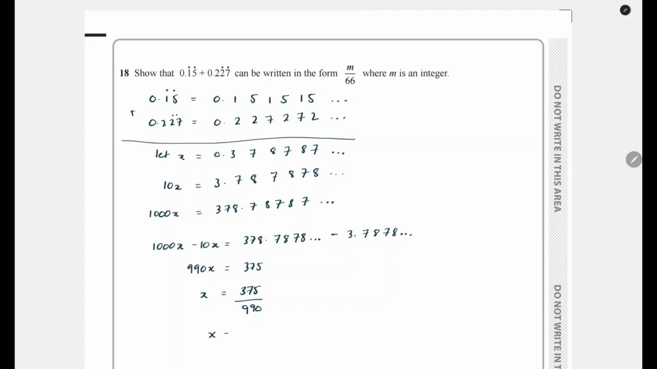This can be simplified to make 25 over 66, where m is equal to 25.